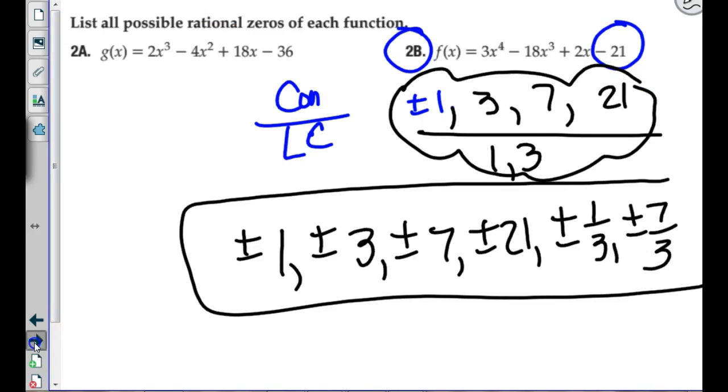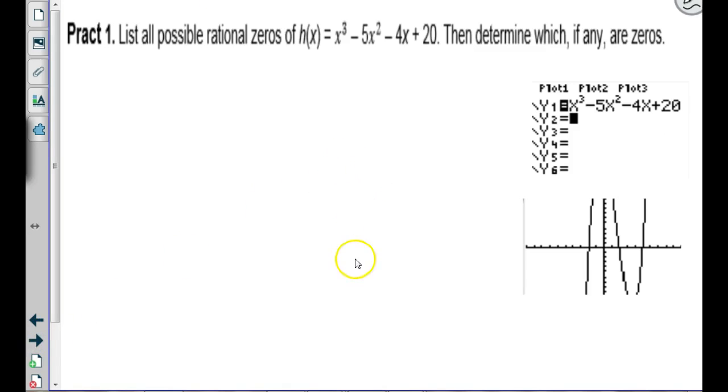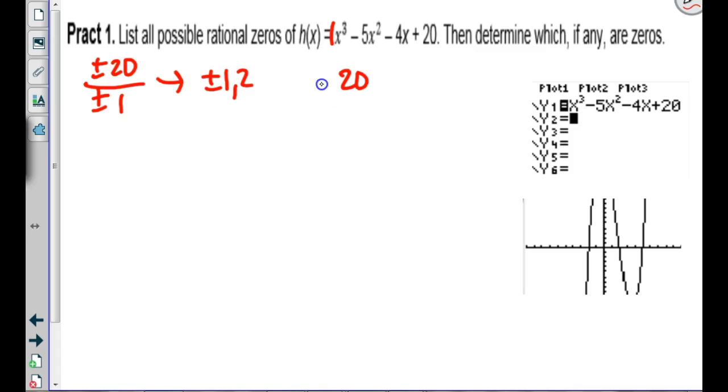We can do this? All right, so let's try practice number 1. I think you have this. This one is easy. Why? The leading coefficient is a 1, so all we need is the factors of 20 over 1. What are the factors of 20? 1 and 20, 2 and 10, 4 and 5, that's it.